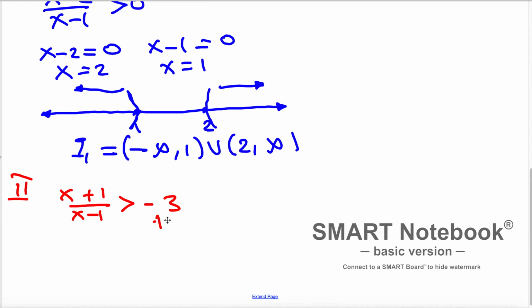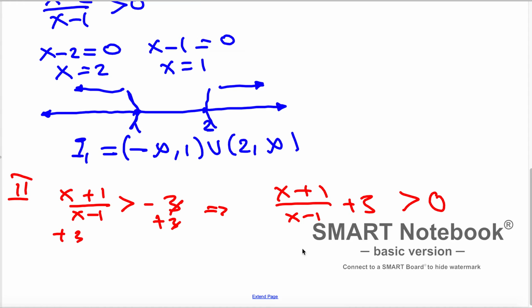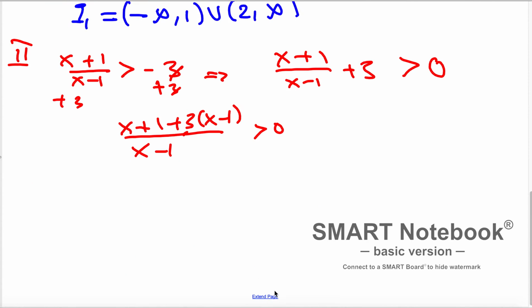If we are adding plus 3 to both sides, then the right side is going to be equal to 0. What's going to happen? We have (x plus 1) over (x minus 1) plus 3 is greater than 0. Now, the same thing here, we find the same denominator, which is going to be x minus 1, and on the top it is going to be x plus 1 plus 3 times (x minus 1), greater than 0.